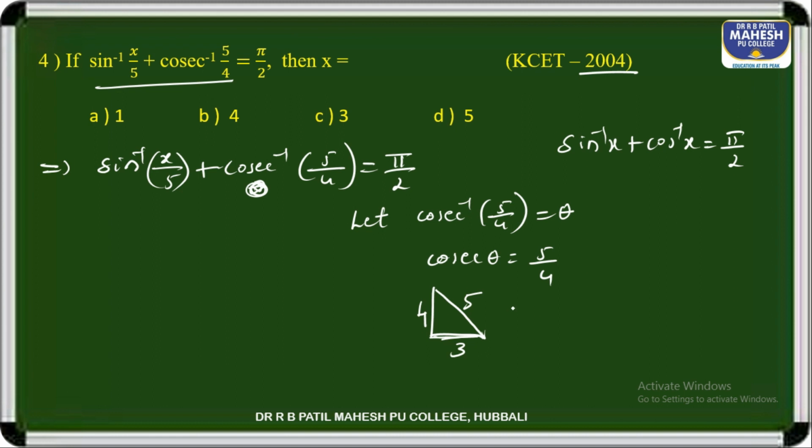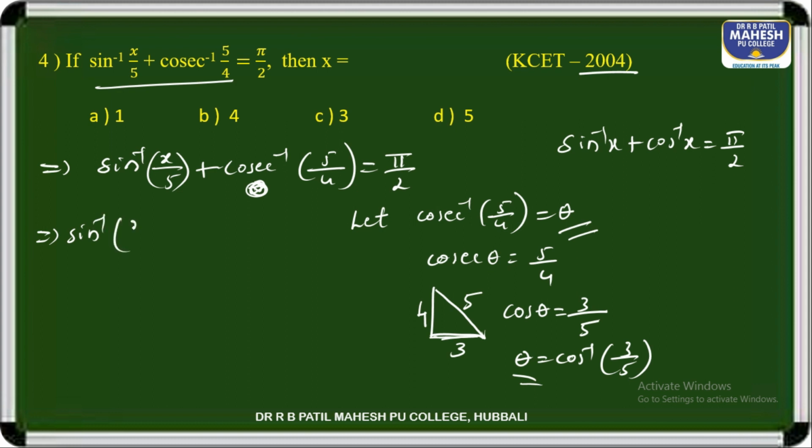Therefore, I am interested in writing cos theta. So what is cos theta definition? Adjacent divided by hypotenuse, that is 3 by 5. So theta will be cos inverse of 3 by 5. Here also theta and here also theta, means both are equal. It means that, students, sin inverse of x by 5 keep as it is. Now your job is to replace cosec inverse 5 by 4 as cos inverse of 3 by 5.